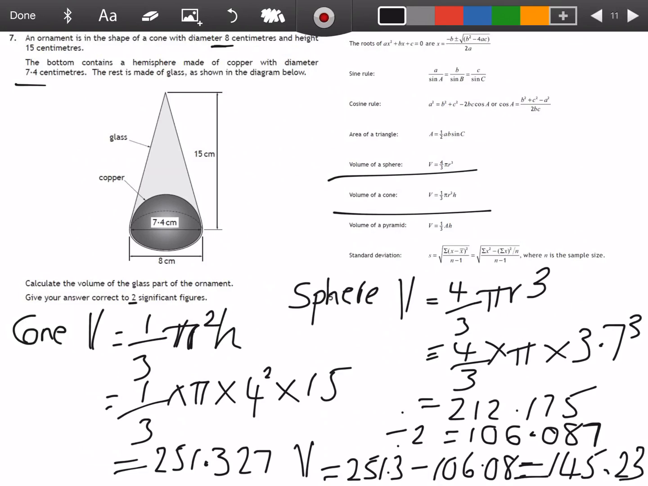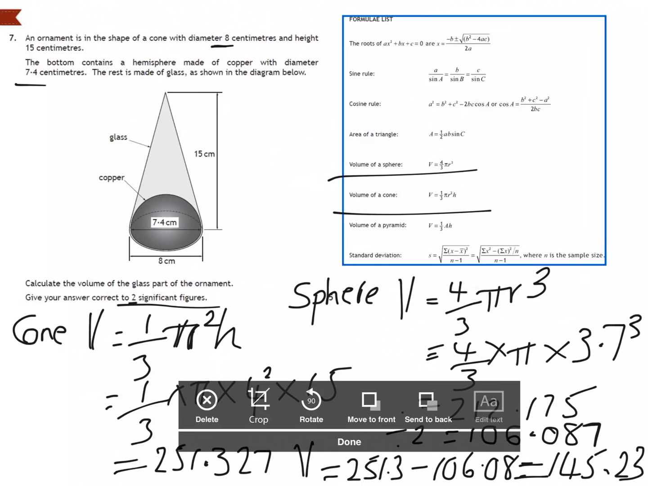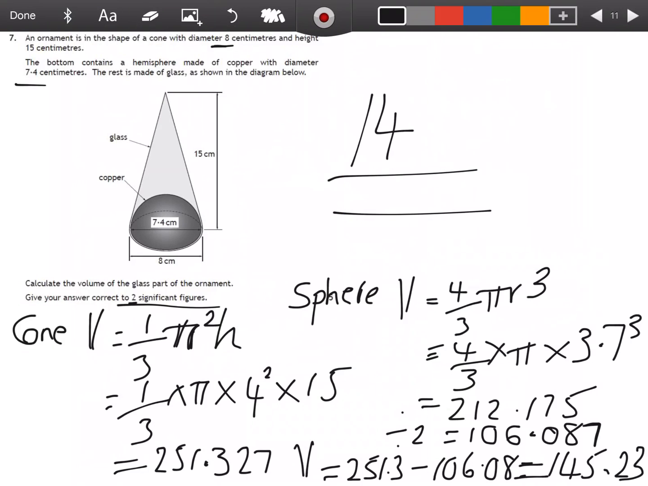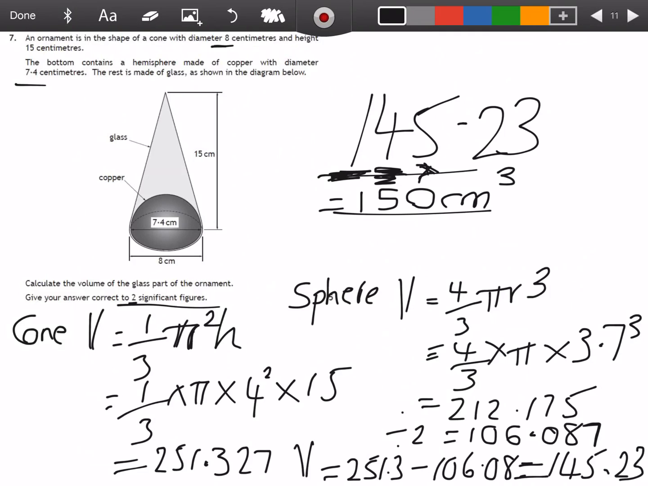145.23. The question did say round it correct to 2 significant figures. The number is 145.23. We want it to 2 significant figures. 1, 2, first two digits, but check the next one. Is it 5 or more? Yes, it's a number 5. So we're not going to leave it as 145. We're going to actually round up to 150. Get your units correct as well. These are all in centimetres. It's a volume, so cubed. 150.